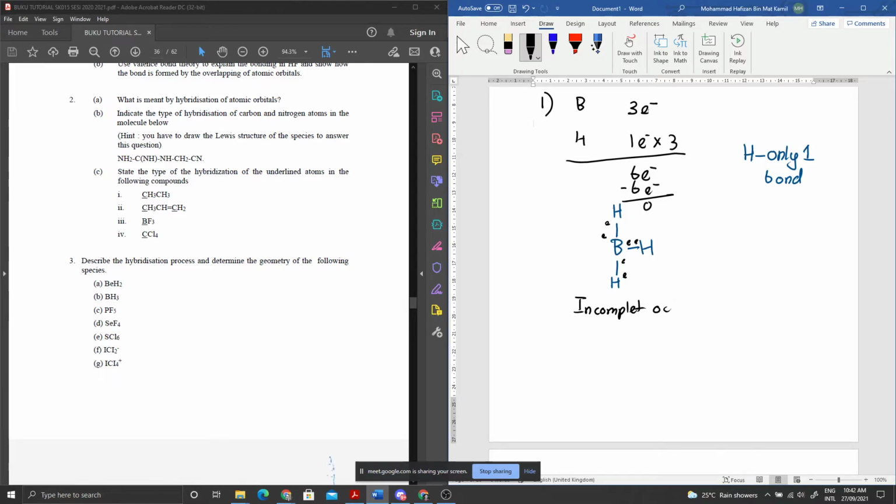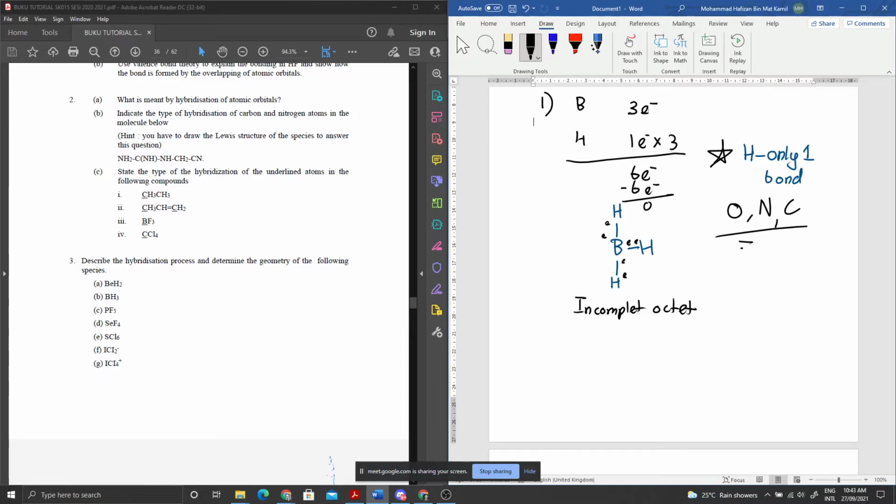Incomplete octet. Okay, sebab kita dah tak boleh nak buat double bond, sebab remember hydrogen only one bond. Okay, kalaulah boron ni bergabung dengan oksigen ke, nitrogen ke, carbon ke, barulah boleh buat double bond. Barulah dia boleh letak dia punya lone pairs nak jadikan double bond.